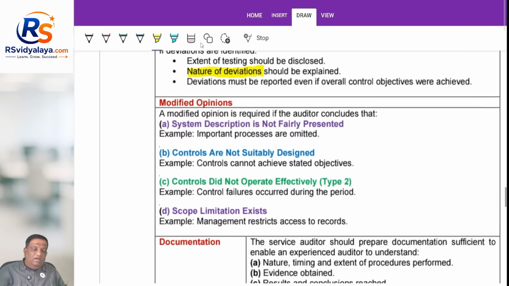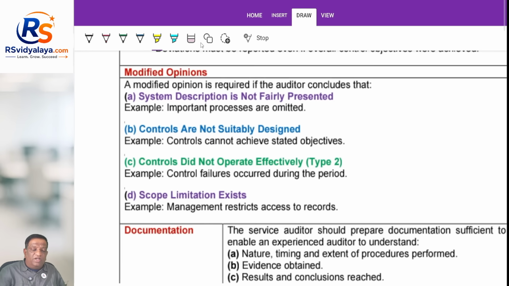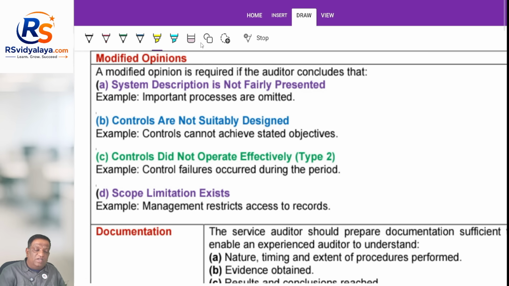And finally, modified opinion. When would an auditor issue a modified opinion? The auditor would issue a modified opinion when the system description is not fairly presented, because the way the system is performing is not presented properly, or controls are not suitably designed, or even if they are designed, they did not operate effectively. But since operational effectiveness will be talked about in type 2, this becomes important and relevant only in type 2.